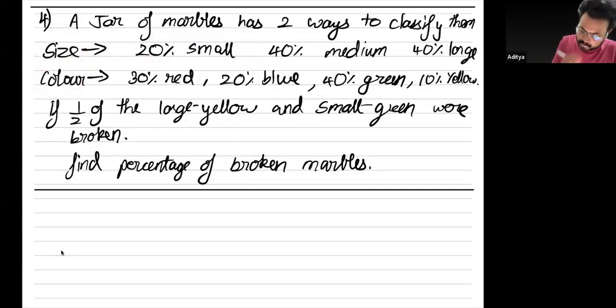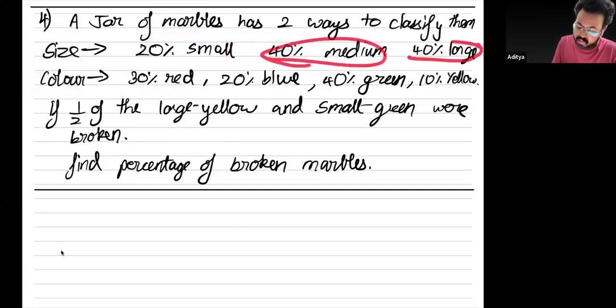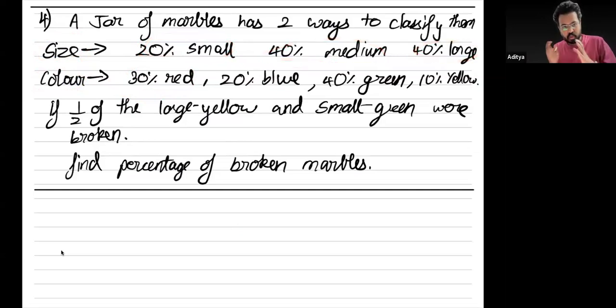Abhyuday, correct answer. So if you have a certain number among all the red marbles, 20% of the red marbles are small, 40% are medium, and 40% are large. This you have to assume. The size and color are independent, is what I'm saying.